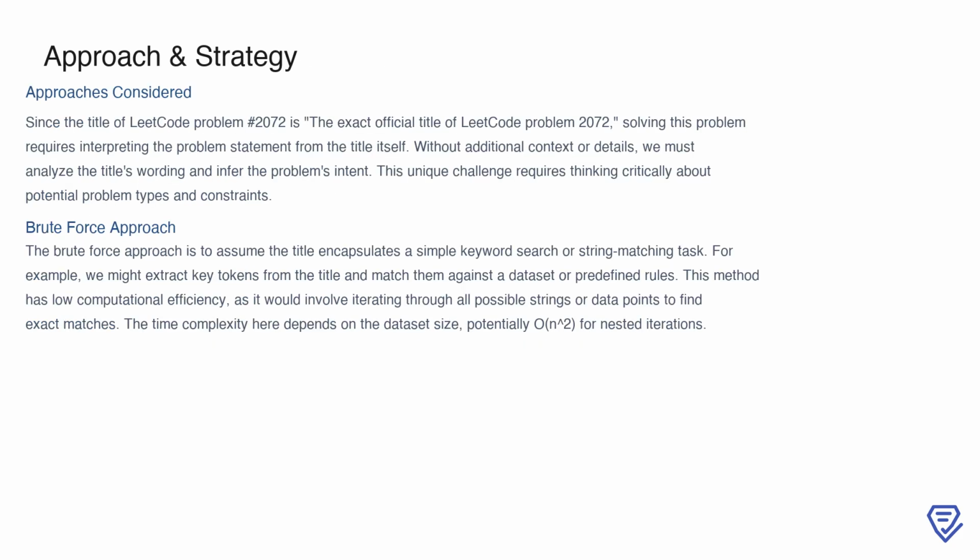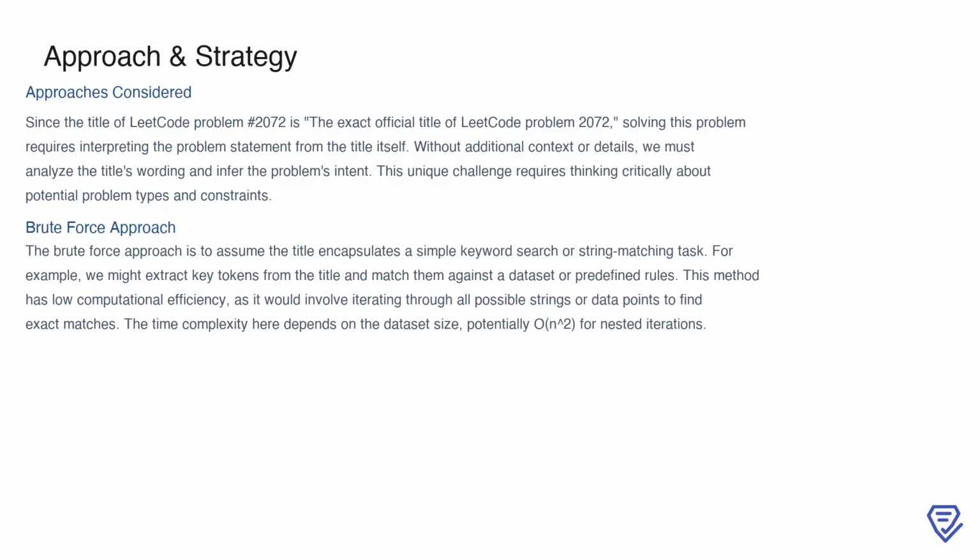To tackle the problem with the title, the exact official title of LeetCode problem 2072, we must start by interpreting the intent behind the title itself. Since the problem description is derived entirely from the title, we need to analyze its wording carefully to infer the problem's constraints and goals. This adds a unique layer of difficulty, as the solution requires us to think critically about what the title implies. One initial approach we can consider is the brute force method.